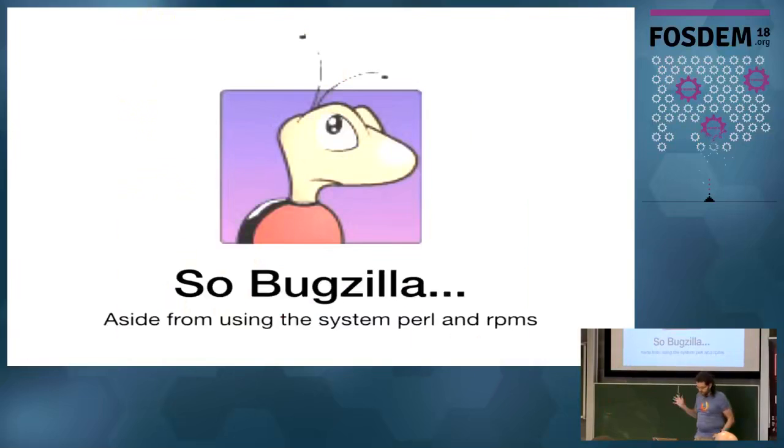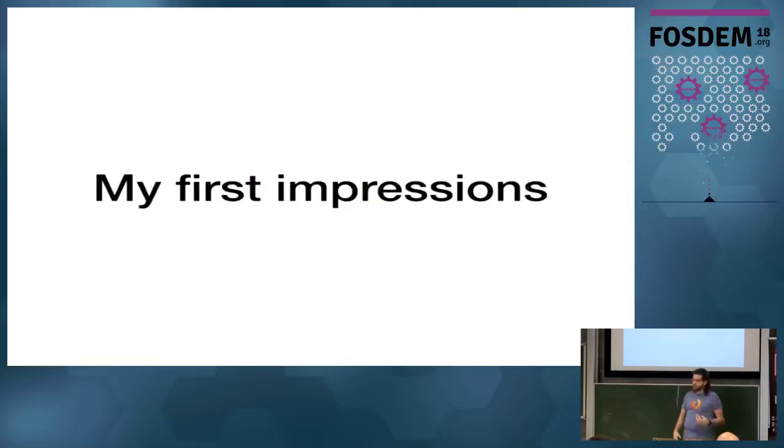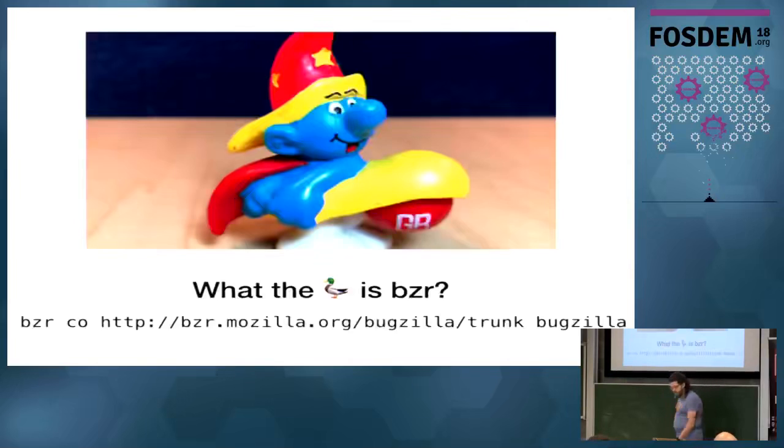So Bugzilla. I'm going to provide a little bit of background about why using Carton for this was an uphill battle. And so I want to talk about my first impressions of using it. My first actual impression of doing Bugzilla 4 years ago was that I had to learn BZR. What the hell is BZR? It was some kind of source control thing. I had to use it for about a year, but we migrated off of that and we're on Git now.